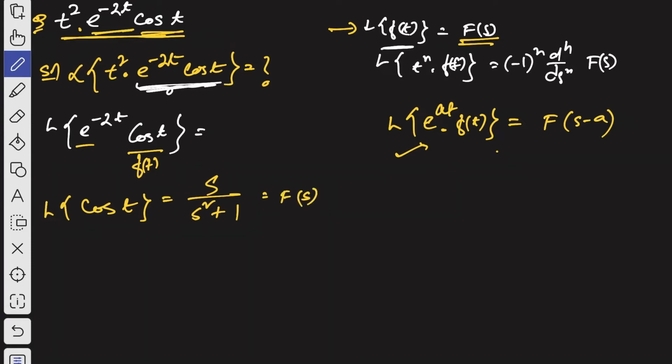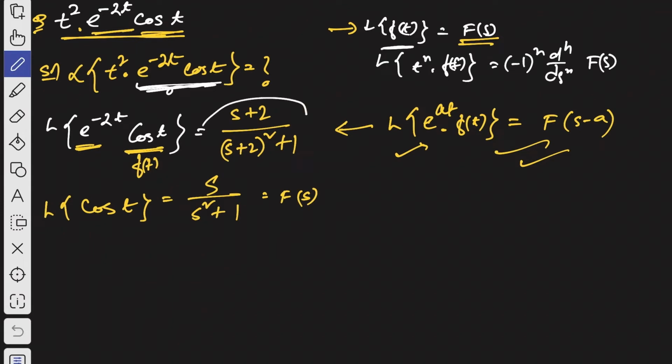So according to this formula, if this is F of s, then Laplace transformation of e to the power minus 2t cos t should be s minus a, and a is here minus 2, so s minus minus 2, that's going to be s plus 2. S plus 2 by, again s square will be s plus 2 whole square plus 1, that's what we will get. So applying this formula here, understood? Hope you have got it. So now we are going to consider this one as F of s.